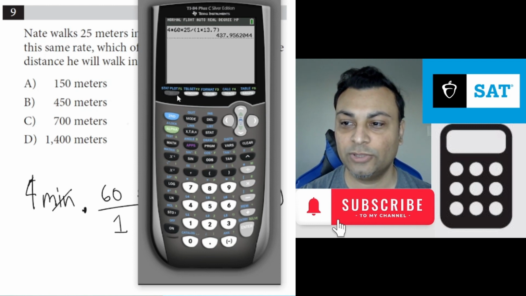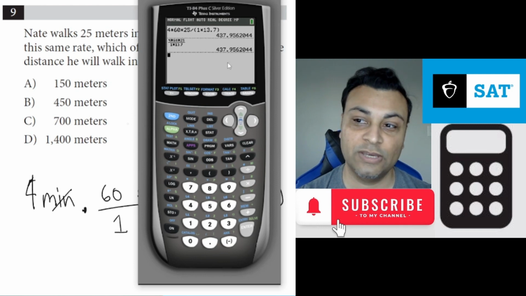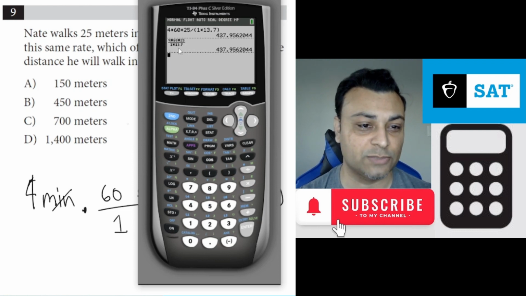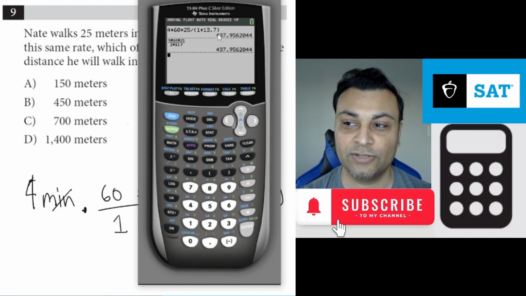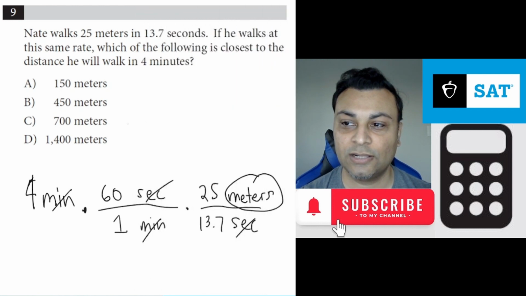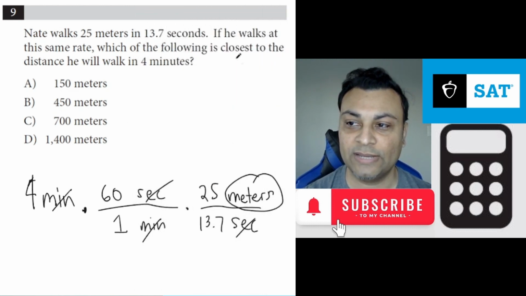But to put it in a fraction is neater. 4 times 60 times 25, and the denominator will be 1 times 13.7. And you still get the same answer. Now, if there's a 1, you can ignore it because 1 multiplied by something doesn't change anything. You can ignore all the 1s, but sometimes you have other numbers besides 1, and you have to include those. In any case, the answer is about 438, and the closest one we have to what we had in the calculator was 450, so the answer is B.